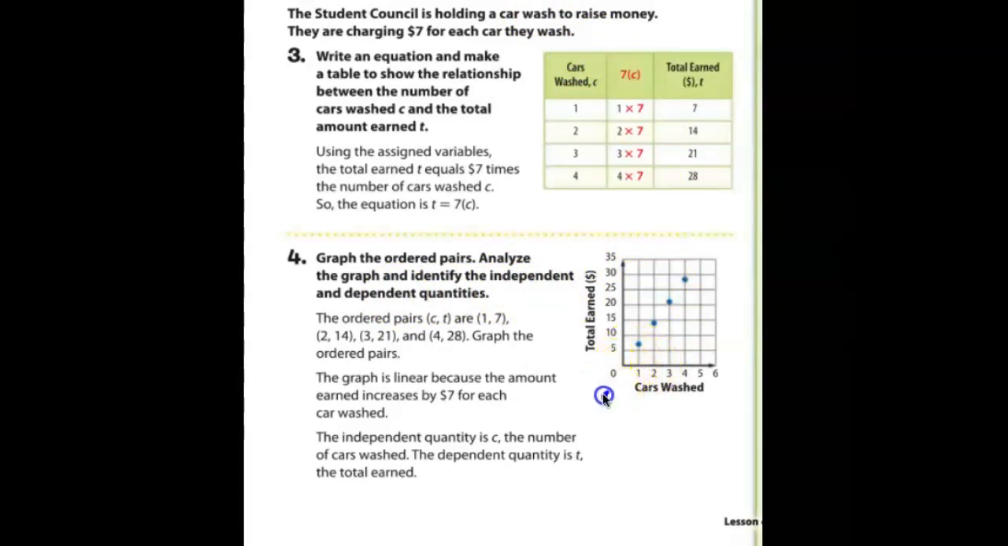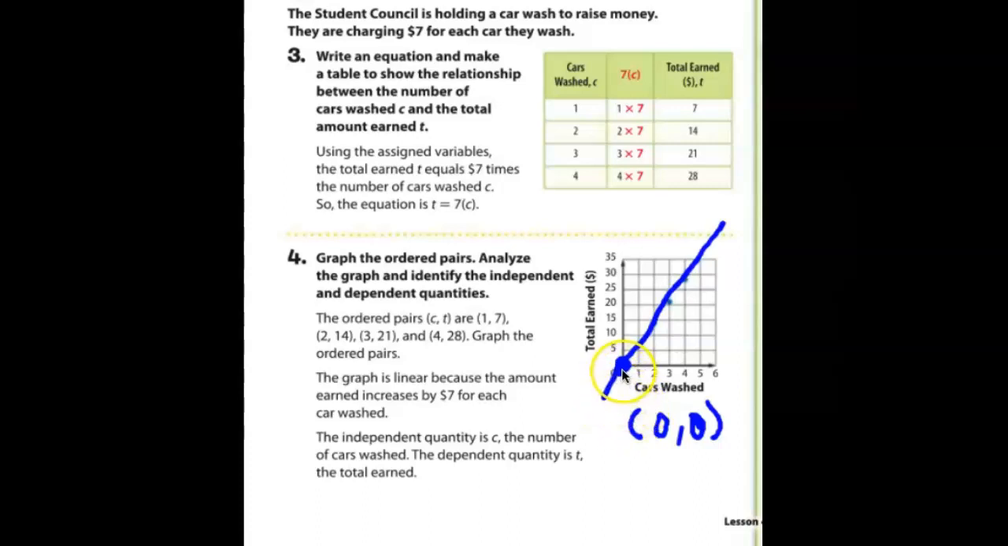So if we connect all these together, it's a line. That's supposed to be a straight line. So the fact that it's linear is going to be important to know. And it's important to know if we washed 0 cars, we earn 0 money. So it does go through the origin. That's something else that's important to make note of, especially when we start talking about multiplicative versus additive relationships in graphs. That's going to be an important feature, so keep that in mind.